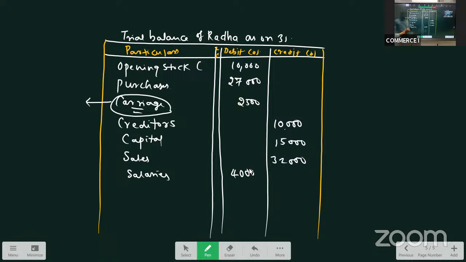Debtors. Debtors are an asset. I'll take it in the debit column. Cash at bank is an asset.